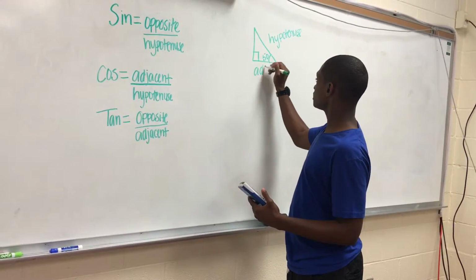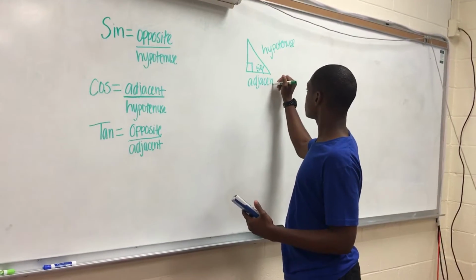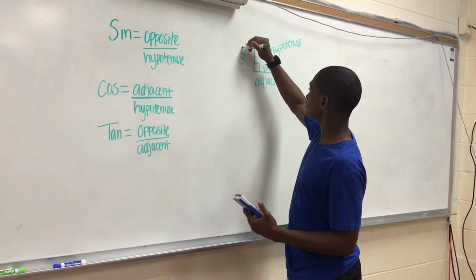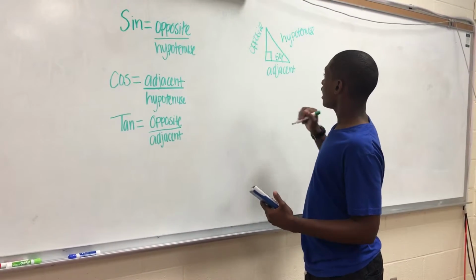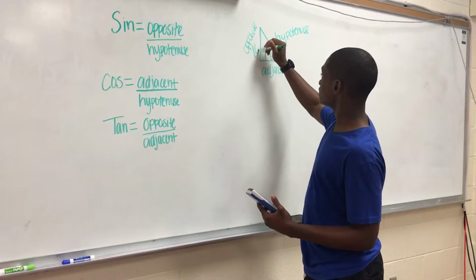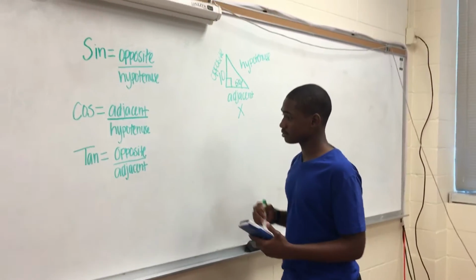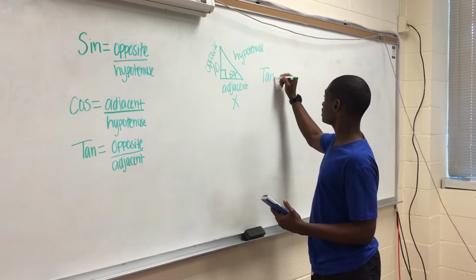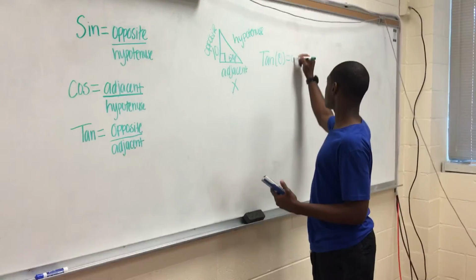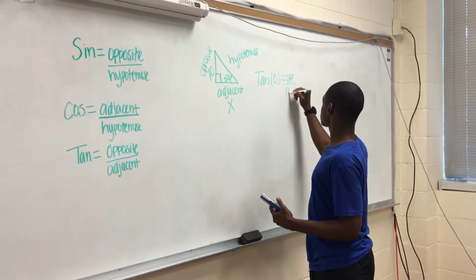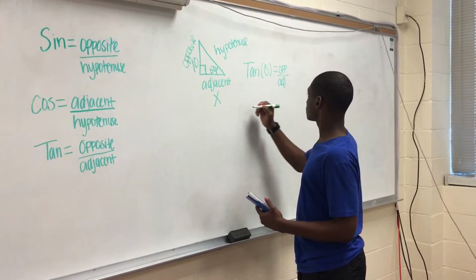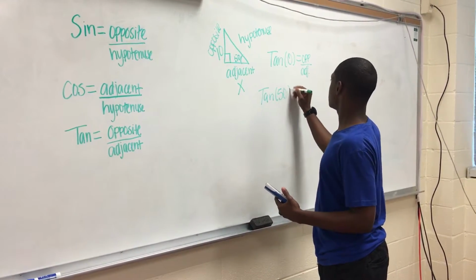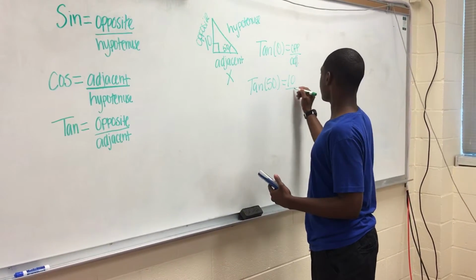Our adjacent is the side beside the angle. And the side across from the angle will be our opposite. And I'll actually label the opposite as 10, and we'll try to find the adjacent. Now tangent is the tan of the angle equals opposite over adjacent. And we'll have the tan of 50 is equal to 10 over x.